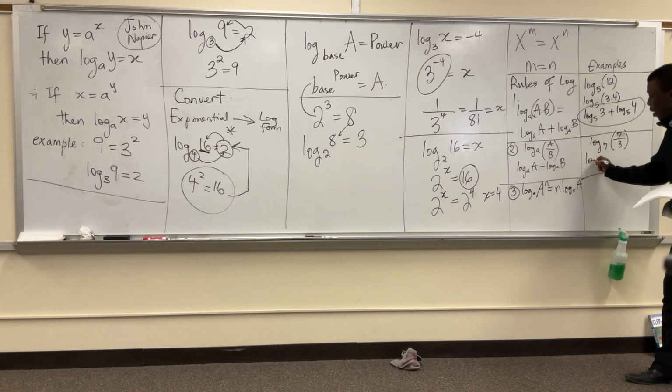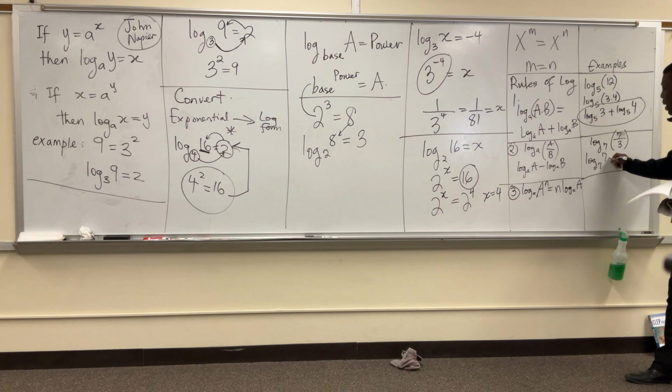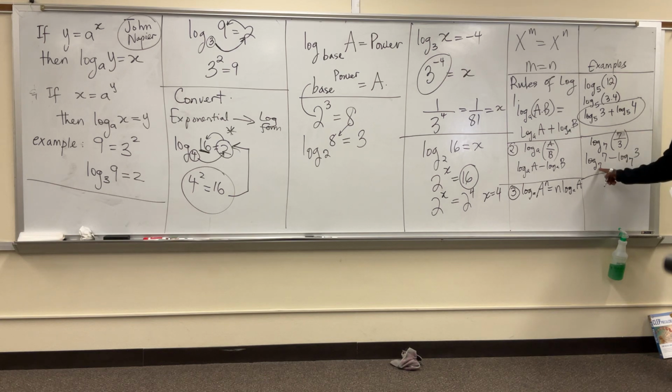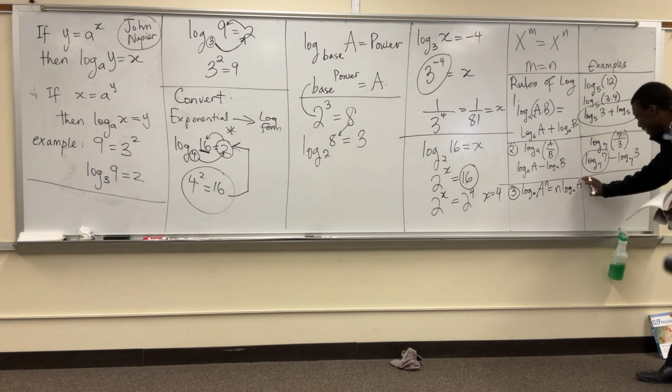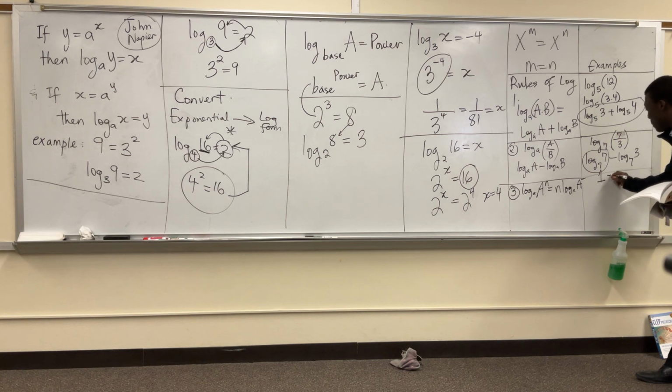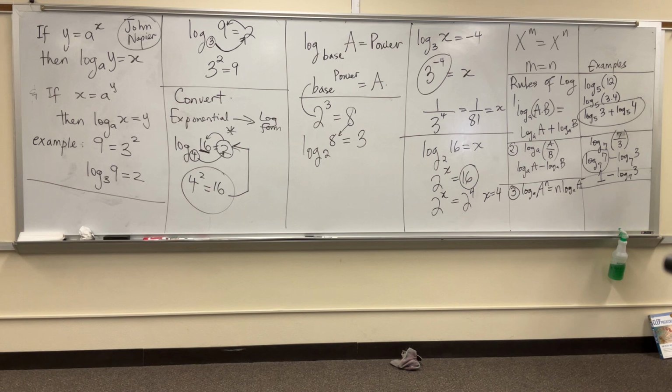This is the same as log base 7 of 7 minus log base 7 of 3. When your base matches this number, this whole thing becomes 1. Beautiful, mind blown, right? So this becomes 1 minus log base 7 of 3. That's the answer to that problem.